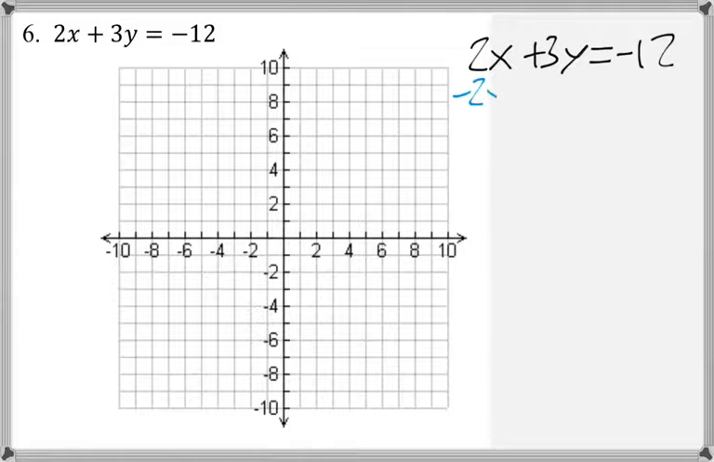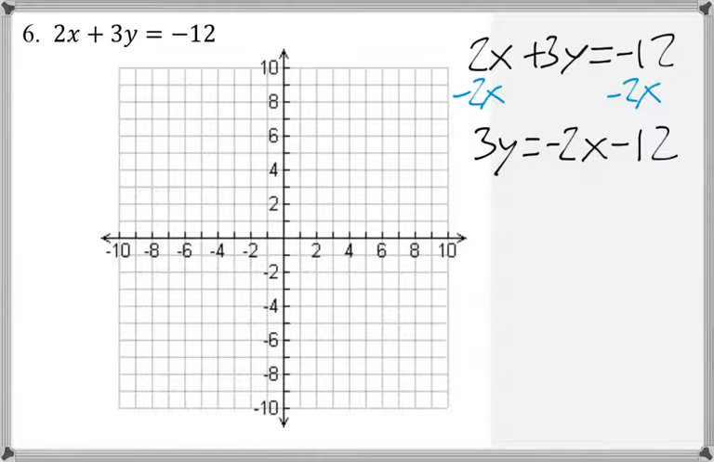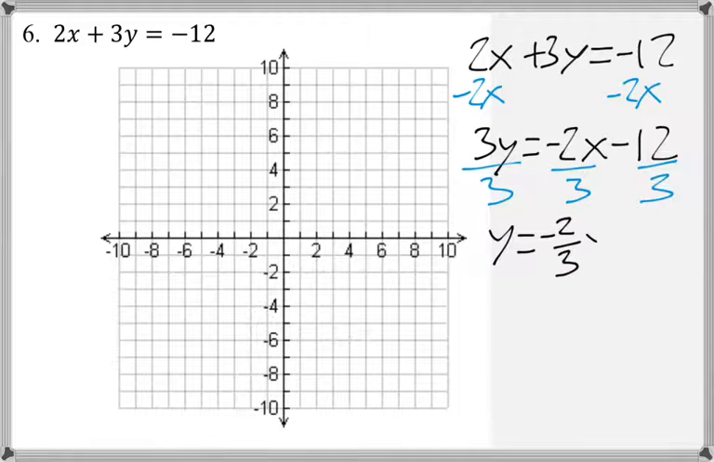And my first step is going to be to subtract 2x from both sides. Next I want to divide everything by 3. So y is equal to negative 2/3 x minus 4.